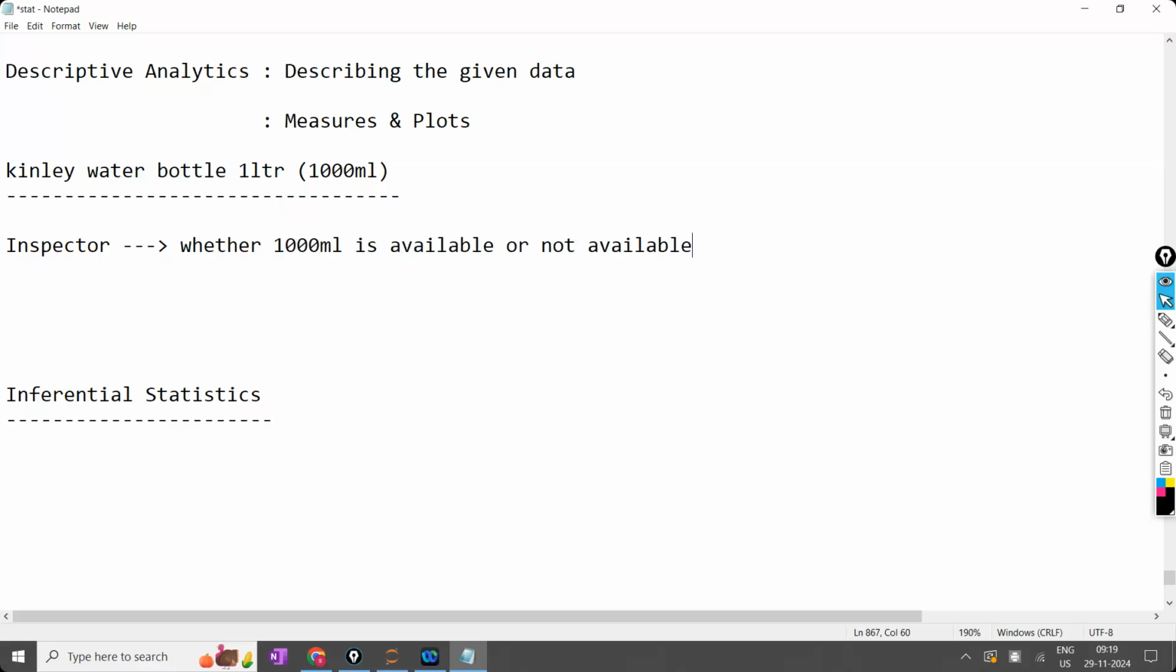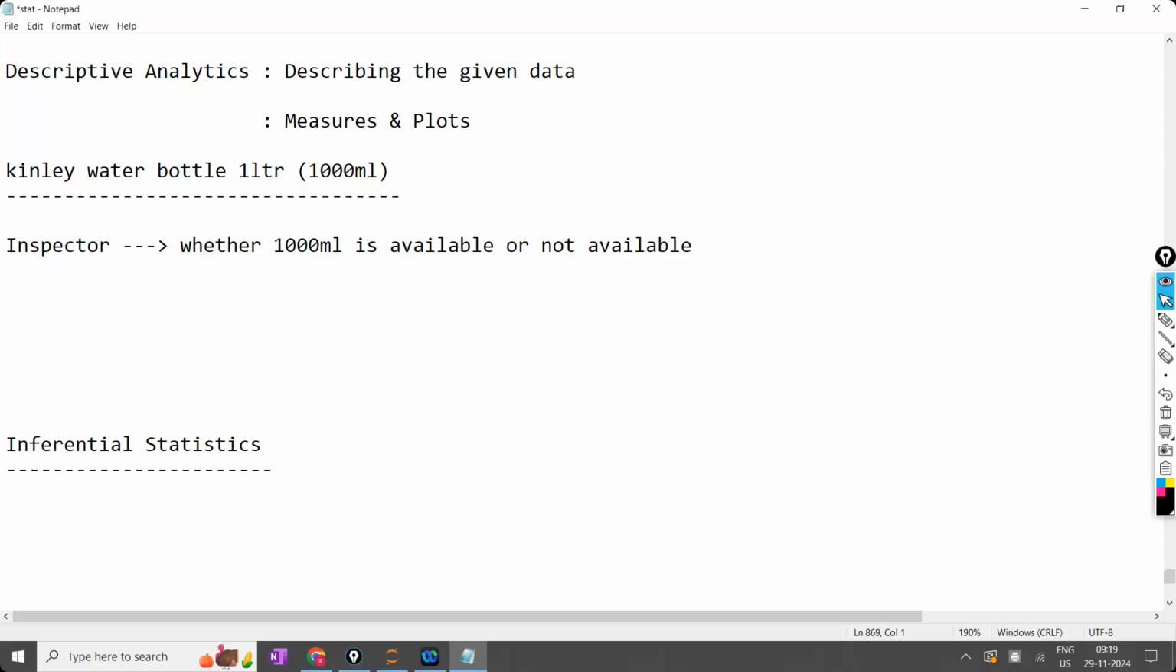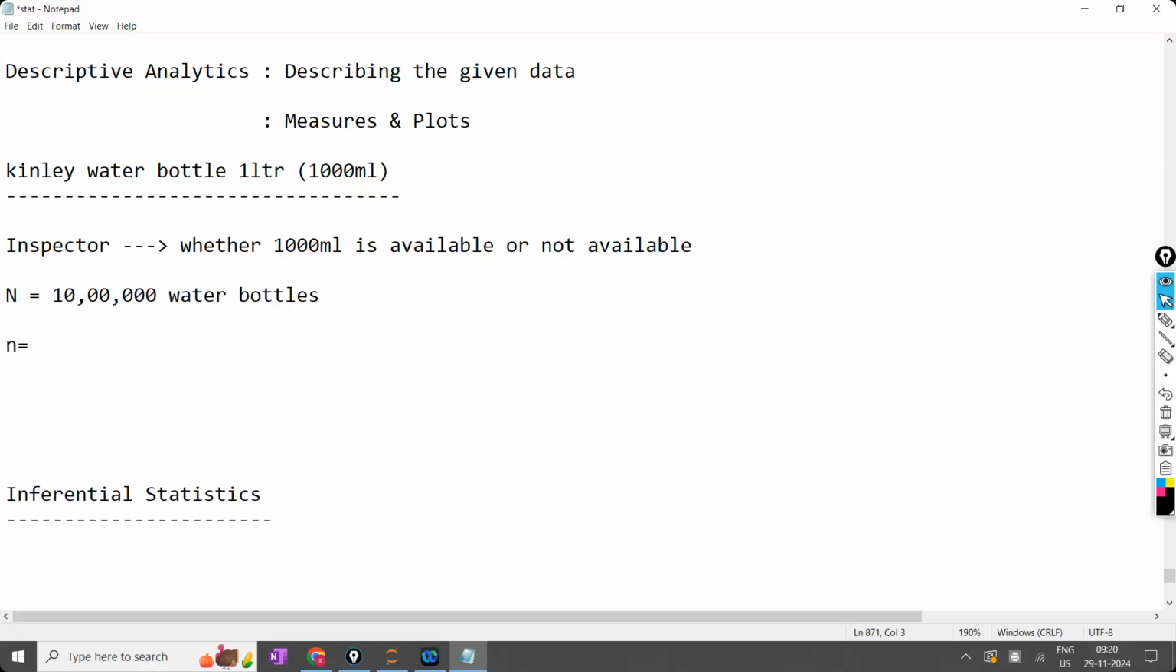Now for this, what are they going to do? They went to the Kinley manufacturing unit, but there are 10 lakh water bottles there. The population data is 10 lakhs. Now they have to inspect whether the bottles maintain 1000 ml or not. Are they going to check all 10 lakh water bottles? No, that is highly impossible. They are not going to inspect 10 lakh bottles. Then how many bottles are they going to inspect? Maybe 100 or something like this.